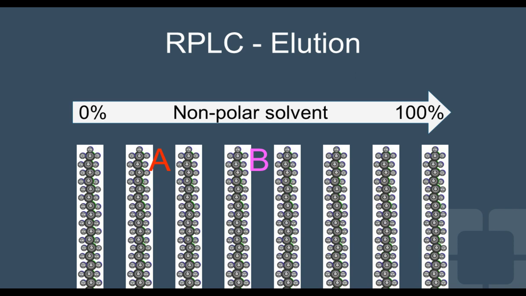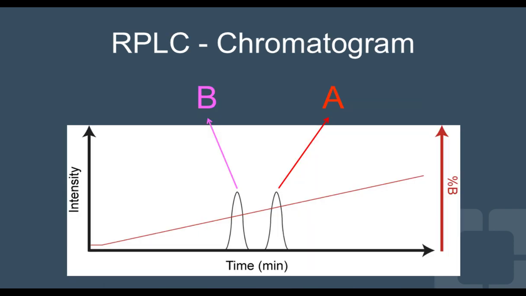After loading, we then ramp the nonpolar solvent from mostly water to mostly nonpolar, such as acetonitrile or methanol. The hope is that you'll have a differential interaction between the mobile phase and stationary phase with A and B, so they separate at different times because they have different periods where they like to be in a certain percentage of nonpolar mobile phase. And here in the final cartoon, this is depicted as B has eluted first.